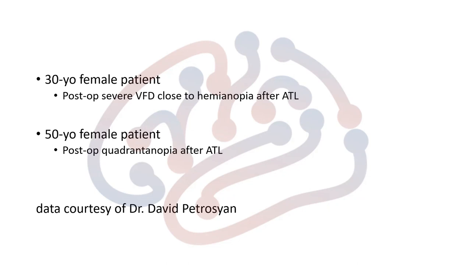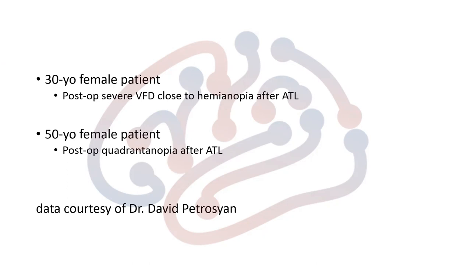There are two patients, both received anterior temporal lobectomy to treat epilepsy. Both have visual field defect. And the purpose for differential tractography is to compare pre-op and post-op scans and try to identify the cause and location of the tract damage that led to visual field defect. So let's take a look at the data here.